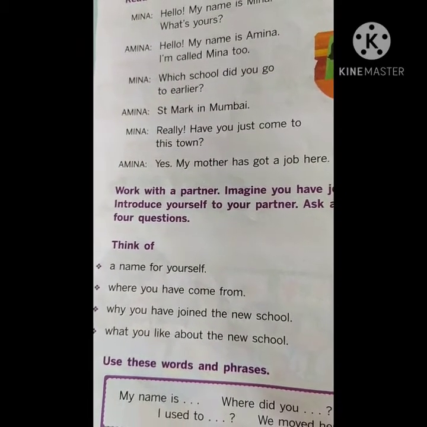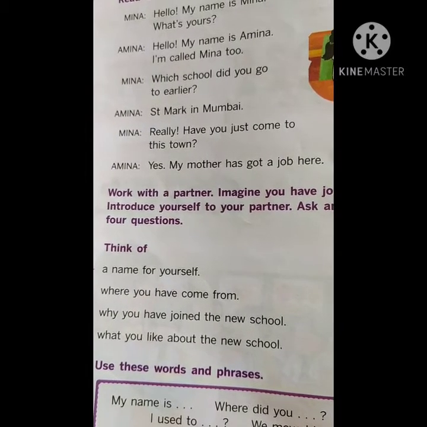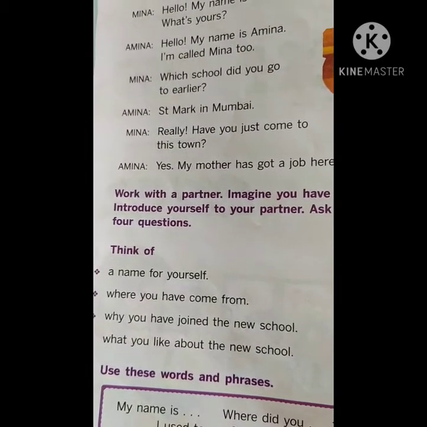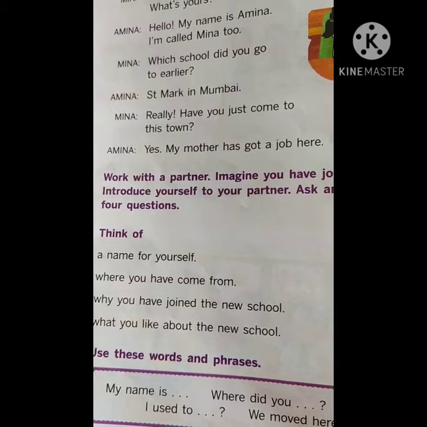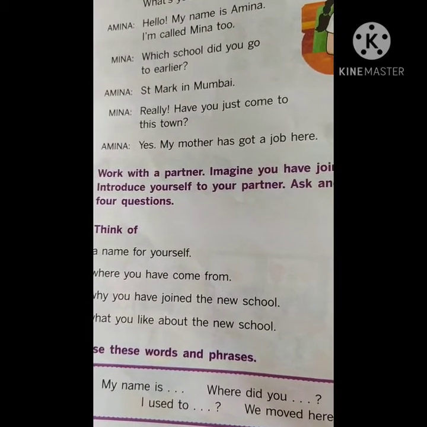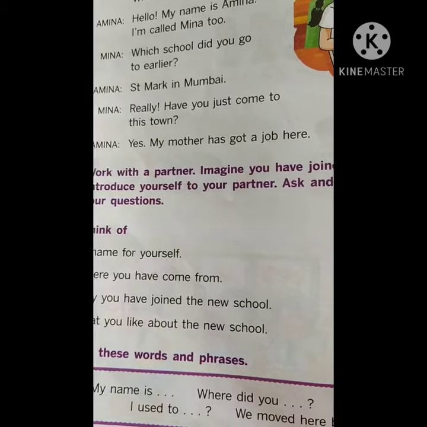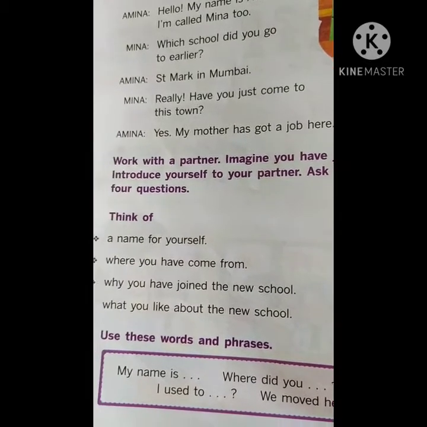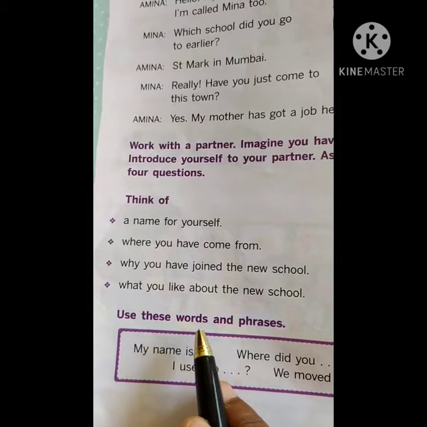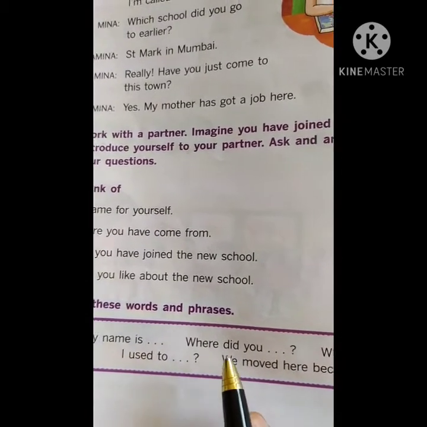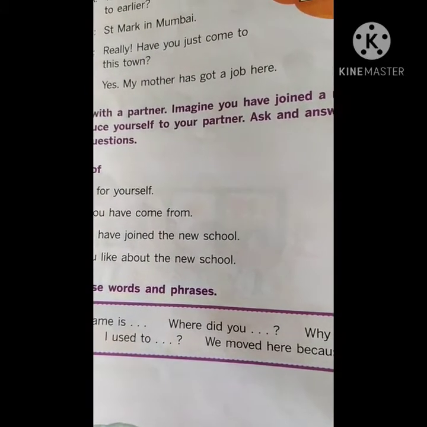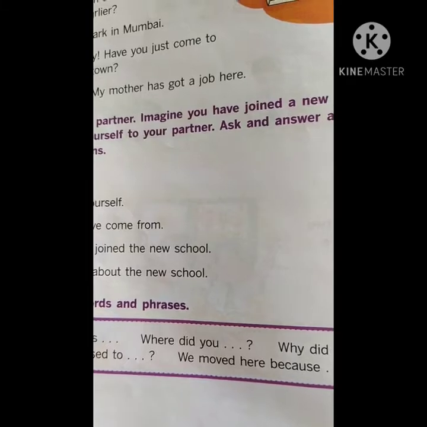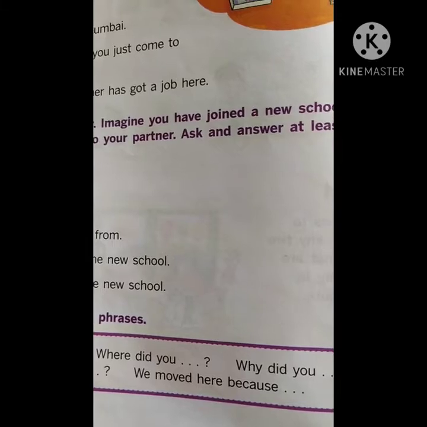Okay, yes, because my dad has been transferred here. What do you like about the new school? Okay, now you got into the school, right? So what do you like about this school? So he will say that yes, in this school I can make new friends, like this. Okay, use these words and phrases. Hey, my name is... Where did you... Why did you come here? Okay, I used to study at the other school. Okay, we moved here because my dad has been transferred.